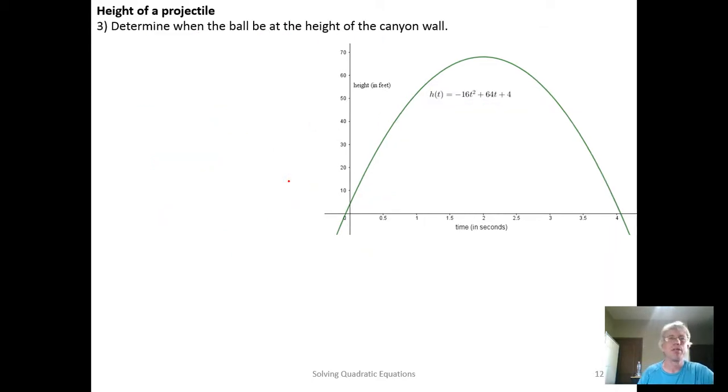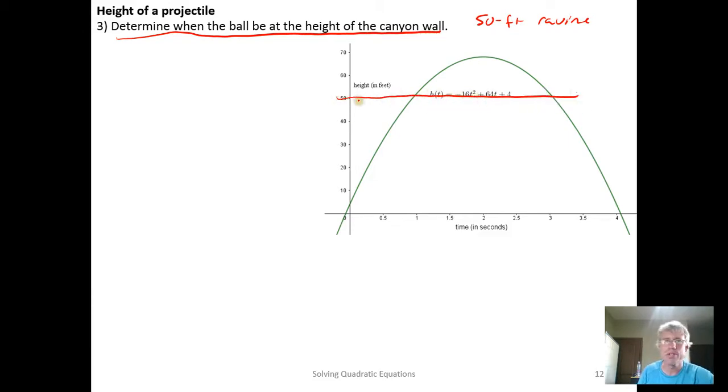Now we can do something else with the model. It says determine when the ball will be at the height of the canyon wall. We were told that we were throwing the ball upwards from the bottom of a 50-foot ravine. So to get to the height of the canyon wall, or the ravine wall, we'll need to get to a height of 50 feet. So here's my 50 feet mark, and if I draw the line through the quadratic model, I see that I get 2 intersections.